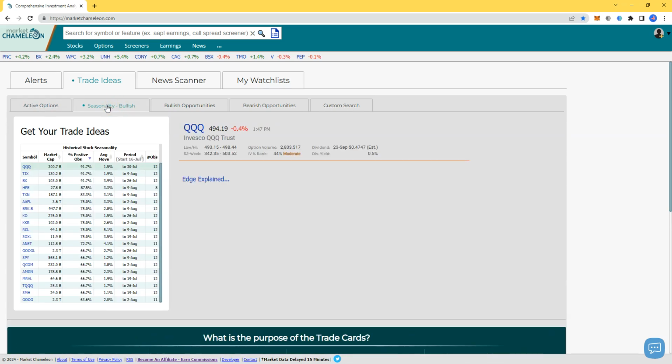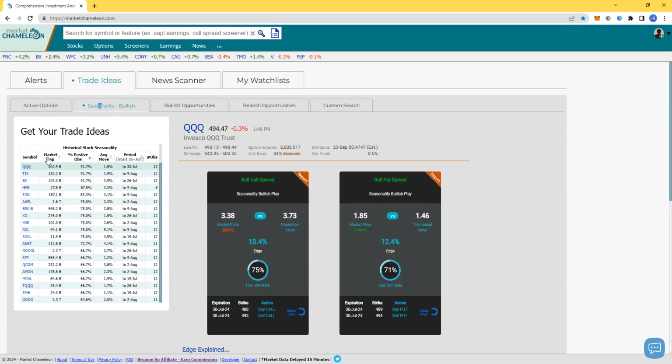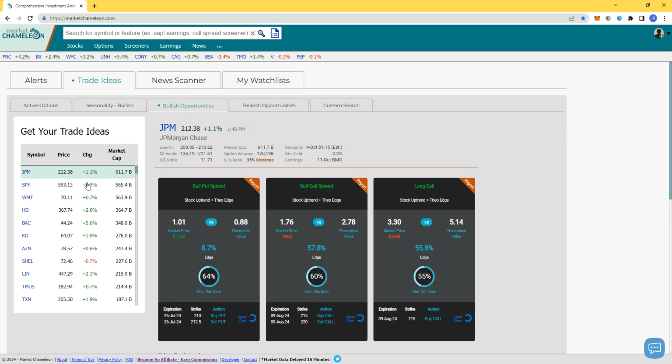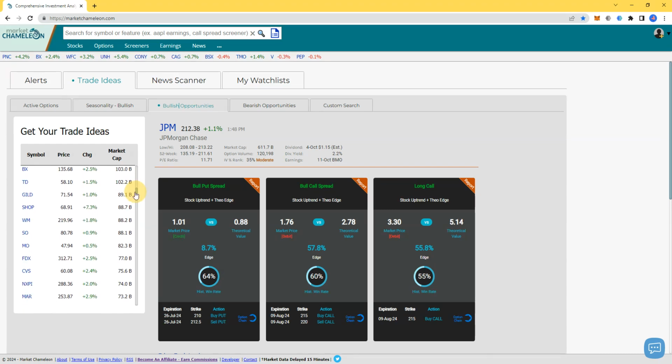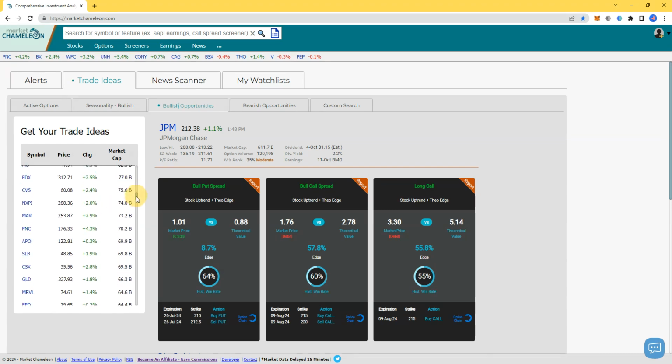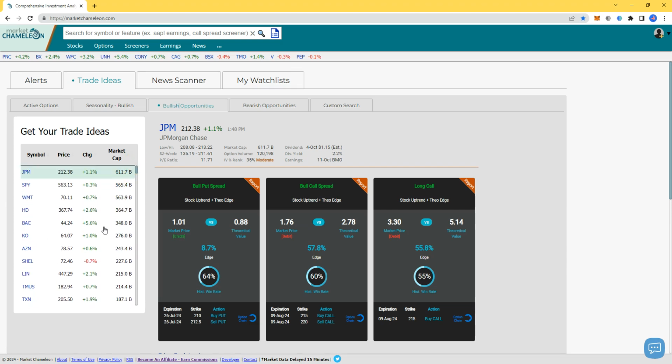Now, you can also go here, seasonality, so those are stocks that are usually going up between now and the expiration. You got bullish opportunities, those are stocks that are going up based on technicals, and you see all of them, green, green, green, green, green, one red, green, green, green, and you can scroll all the way. Look at all this green. Shopify up 7%. Etc, etc. You got like 90% green, 10% red, just off the top of my head, just saying.